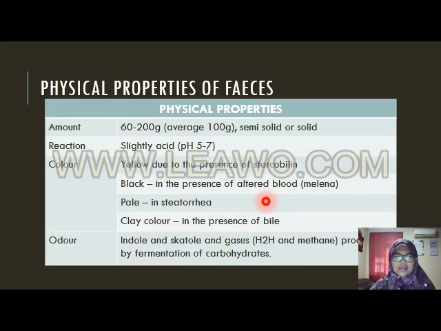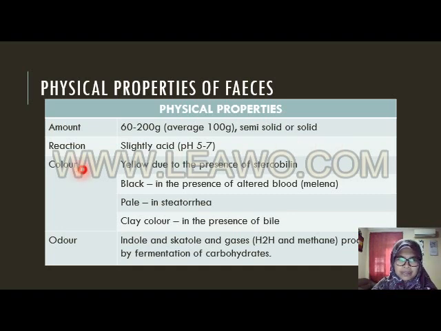So what are the physical properties of feces? The amount is about 60 to 100 grams, with an average of 100 grams. It can be semi-solid or solid. In diarrhea, it is very watery because the bacteria that cause the infection resulting in diarrhea might damage the ability of the small intestine and large intestine to absorb water.